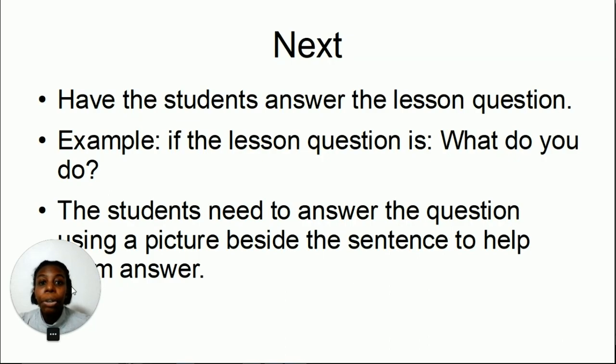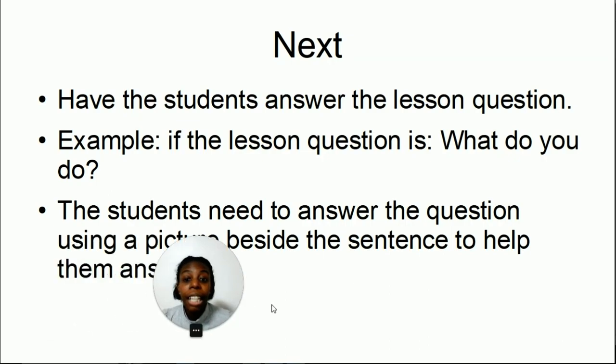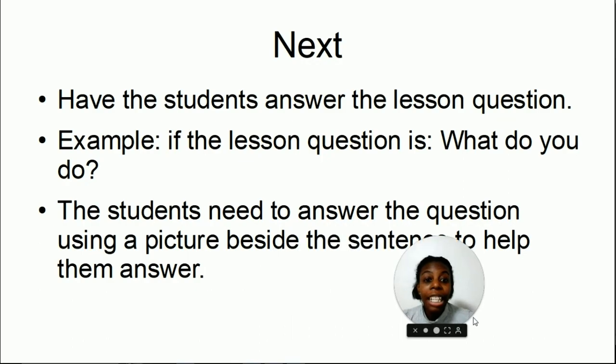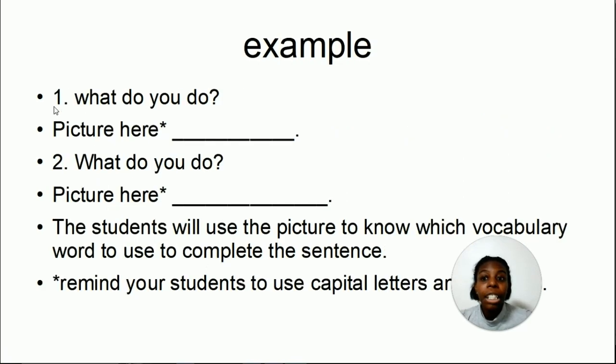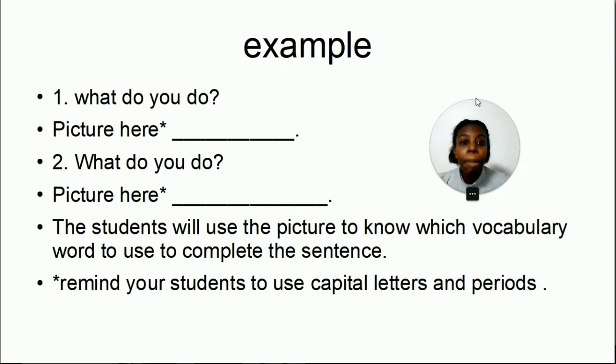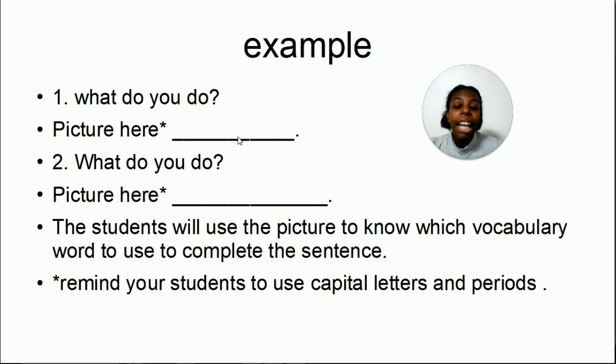Next, they will have to learn the next way that the younger students have learned, and that is to answer the question. So, for example, if the lesson question is, what do you do? The students need to answer the question using the picture of the vocabulary to help them. For example, the first question would be, what do you do? They see the picture here of somebody singing, and then they must write, I sing, knowing that they're answering the question. What do you do? See a picture here of somebody clapping, I clap.